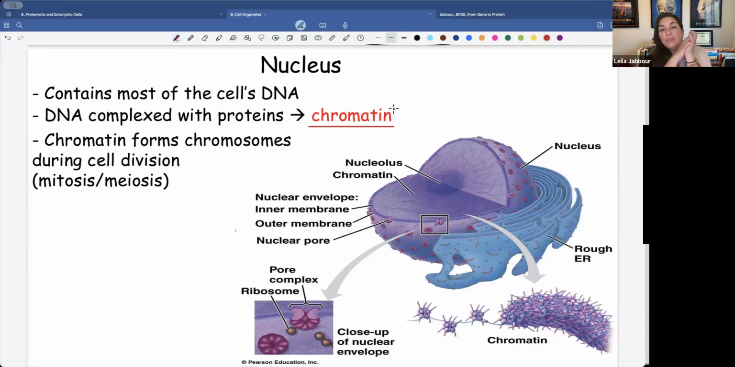And why does a cell do that? Because during cell division, one cell will become two cells. And genetic material is going to be divided into these two cells, right? The two daughter cells need to share the genetic material. So in order that we don't lose anything, we package it up very tight first, and then we split it up. So chromatin becomes chromosome when the cell is dividing, and we need to make sure everything stays together.